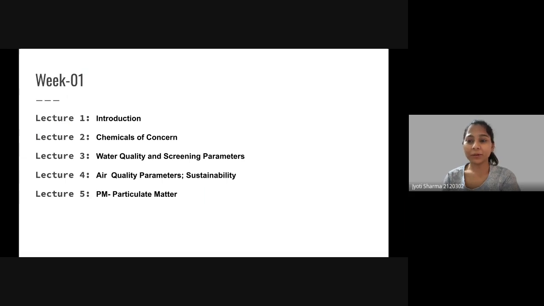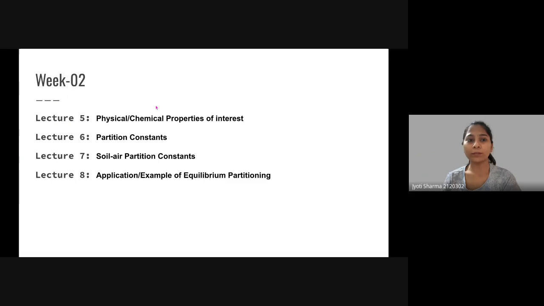We already have talked about week one. In week one, we started with a very basic thing: what is the environment, what are the different compartments we have, how different compartments have different characteristics, and why we need to know about the different characteristics of each of these environment compartments, what will be the impact on the receptor, for example, human beings. So this we tried to cover in week one.